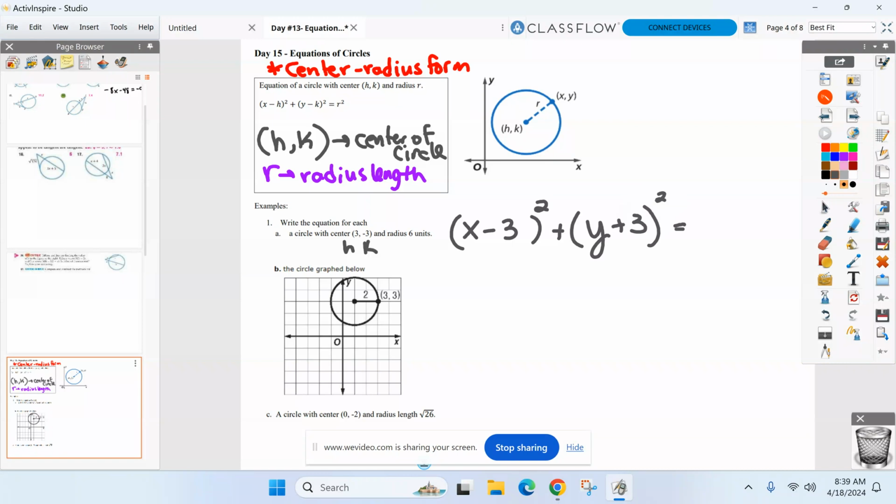equals, now be careful here. I said the radius was 6. Hey, look it up here. Look at the formula. What do you need to plug in? The radius squared. So I don't want to see a 6 here.